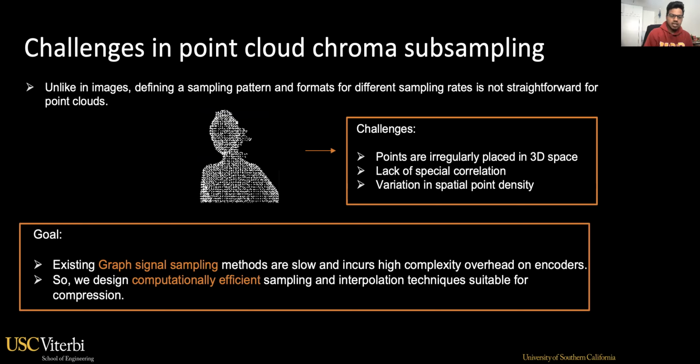The existing graph signal sampling methods can be used for chroma subsampling, but they are very slow and also incur high complexity overhead on encoders. So our main aim is to design a sampling method which can achieve different sampling rates and which is also computationally efficient.